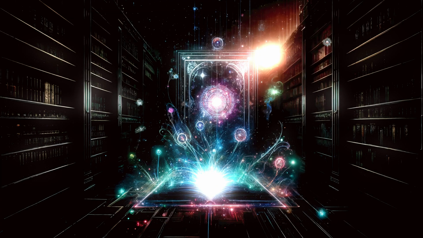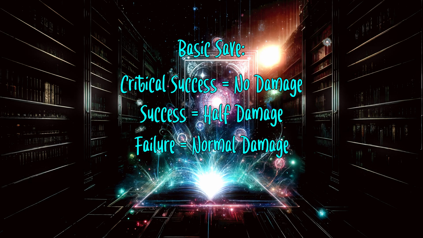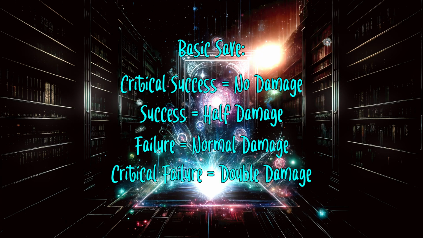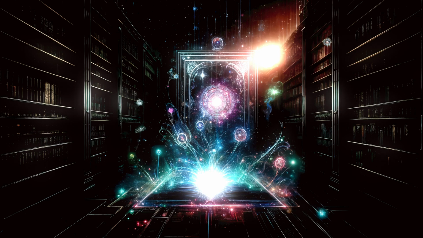There's also some spells and abilities that say basic saves, which means that, on a critically successful save, you take no damage, on a normal success, half damage, on a fail, normal damage, and on a critical fail, you take double damage. Okay, one last little note, and then we're done with the 4 degrees of success.